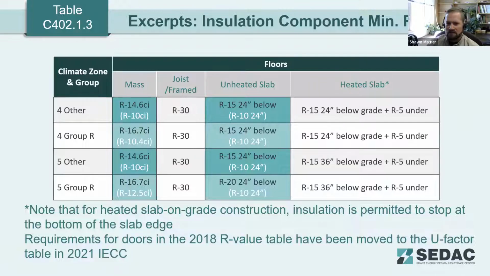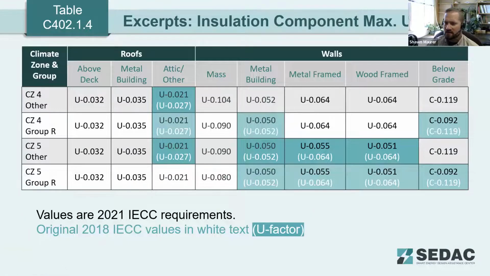There was a requirement in the R value tables for swinging doors that has been moved to the U factor table in the 2021 IECC. So let's take a quick look at those U factor tables. Again, these align with the R value adjustments for the most part. The green cells are where the values have increased, and the value in parentheses underneath is the 2018 value. So these align with the R value requirements that we've seen already.